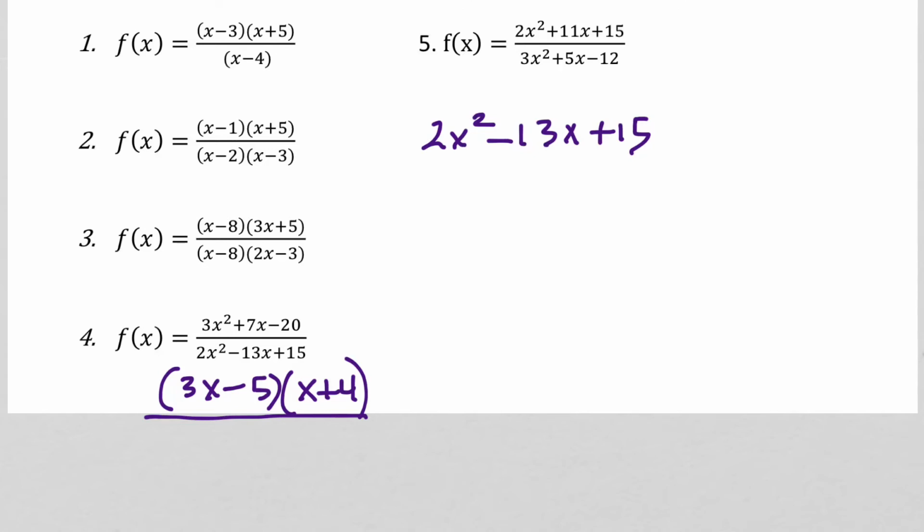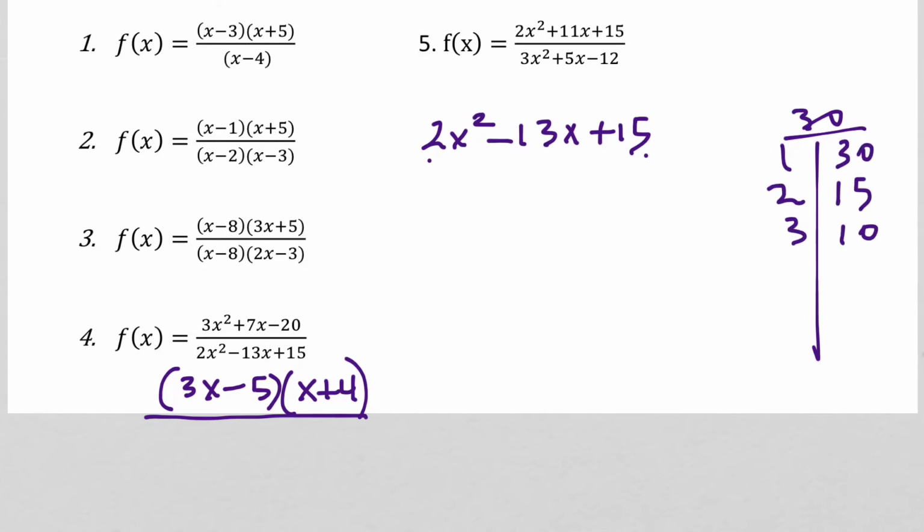So I'm factoring 2x squared minus 13x plus 15. So I've got 2 times 15, that would be 30. 1 times 30, 2 times 15, 3 times 10, 5 times 6. So those are my possibilities. I have to multiply to give positive 30, and I have to add to give negative 13. Well, you have to have two negatives if you're going to add to get a negative number and multiply to get a positive number. So I have negative 3 minus 10 is negative 13.